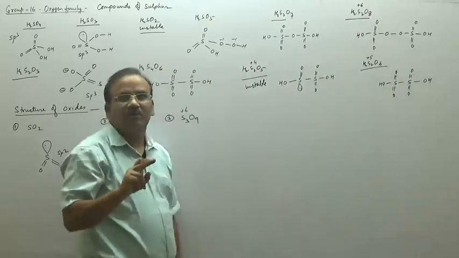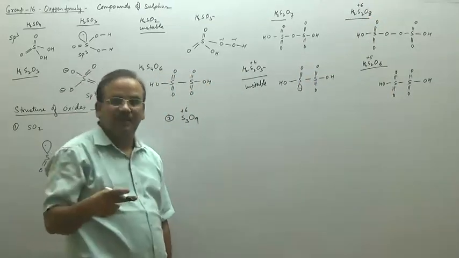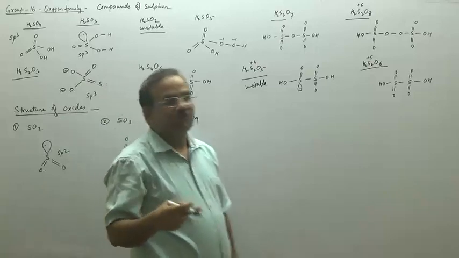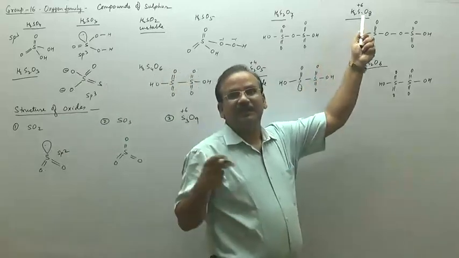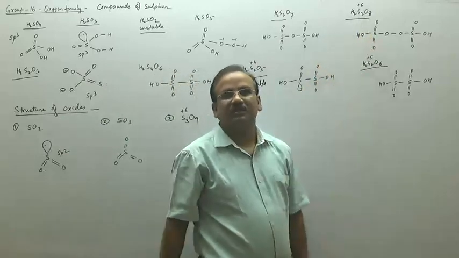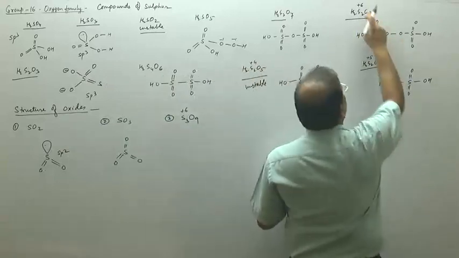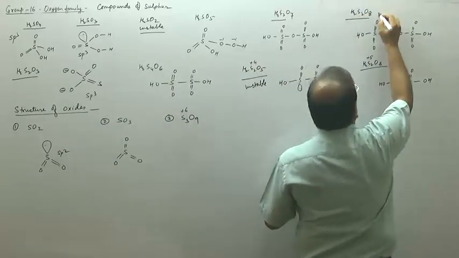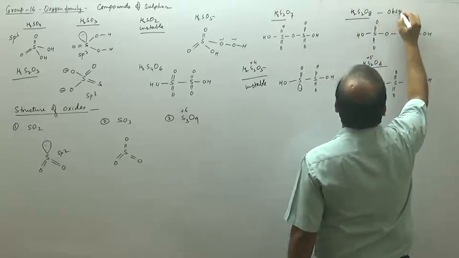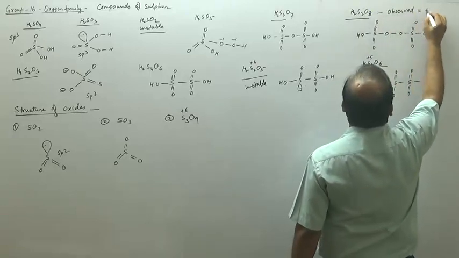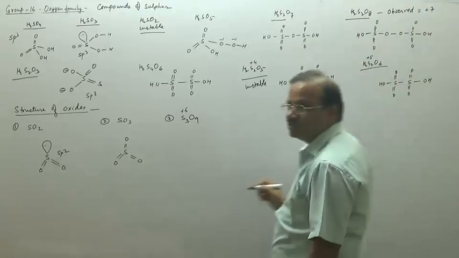If the observed oxidation state is more than the valence electrons, then in that case we say that there will be a peroxide bond between the central atoms. Here the observed is +7, whereas actual we write it is +6.